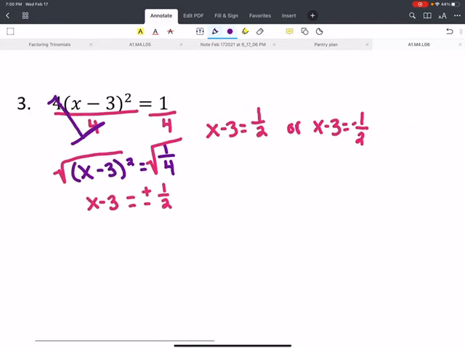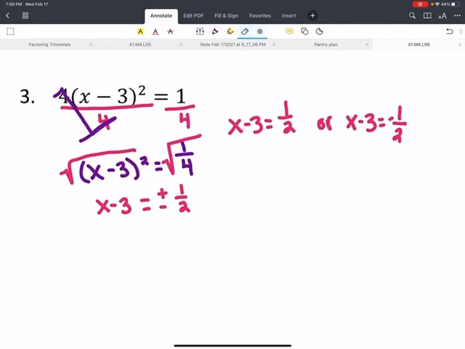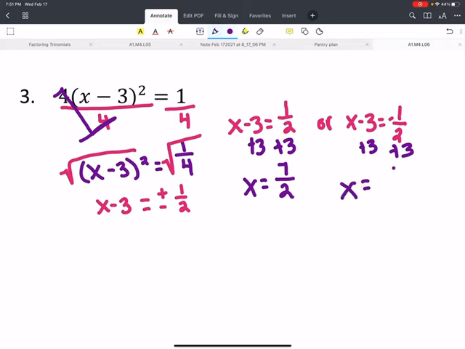We'll zoom out a little bit. My numbers were getting a little chunky there. Okay, so when I solve, add 3. So I get x equals, guys, 3 and 1/2 can be written as 7/2. On this side, add 3 to both sides. Sorry, that should be add 3. And on this side, I get x equals 5/2. I got a little messy there. Let me try that again. There we go, 5/2.